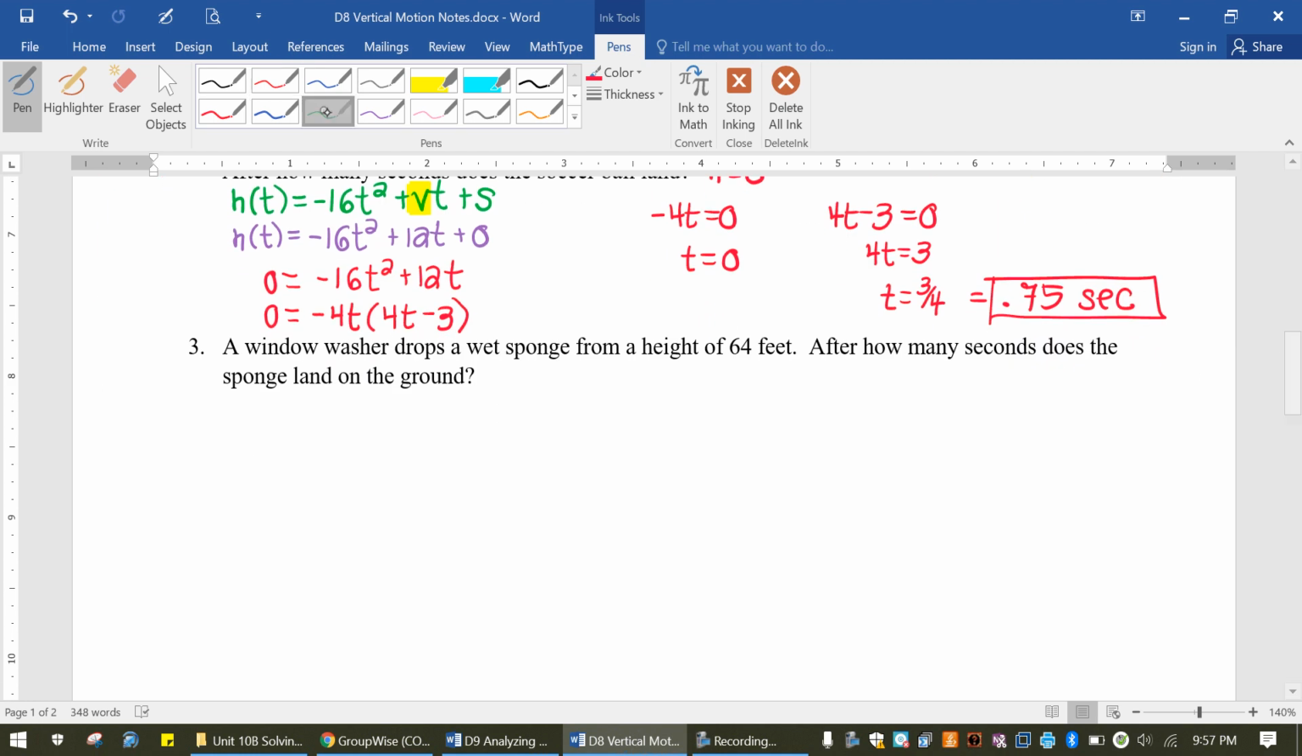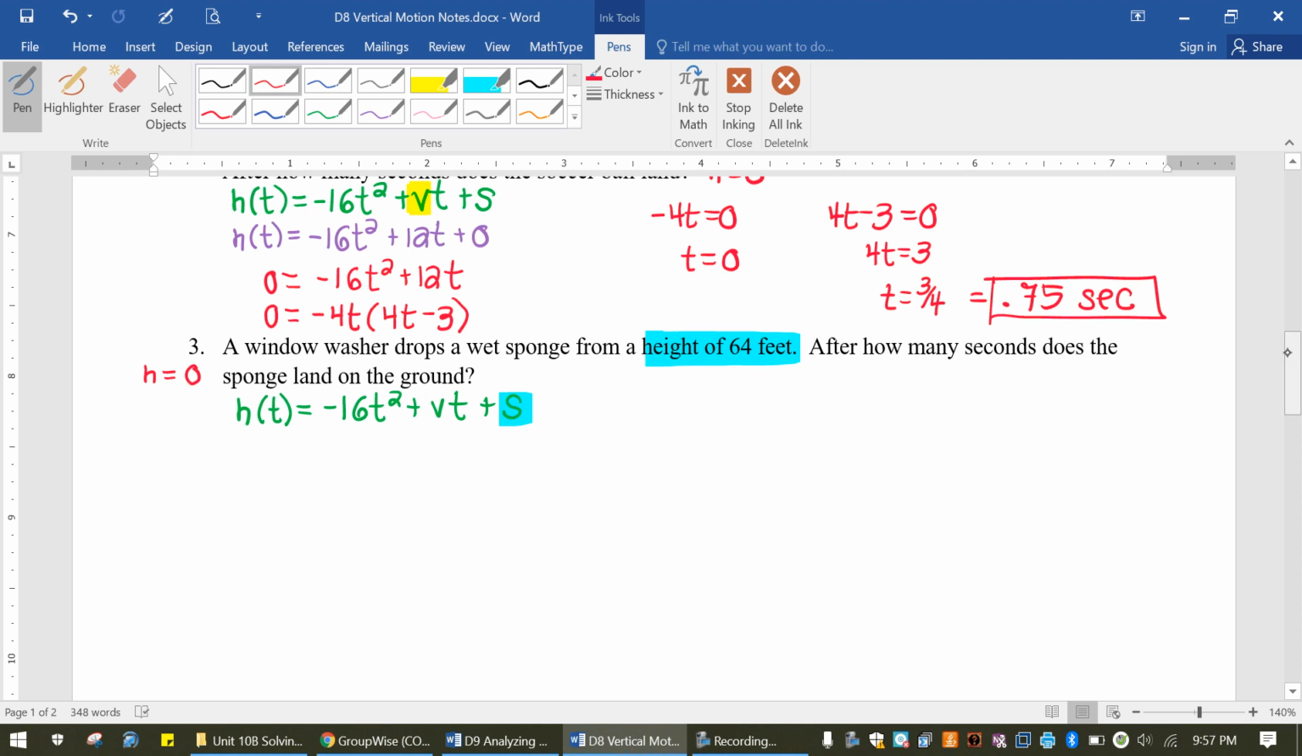We're going to write down our model again. And then we're going to read the question and take out the pieces of information to complete this model. A window washer drops a wet sponge from a height of 64 feet. So this is actually the starting height. After how many seconds does the sponge land on the ground? So if it lands on the ground, that means the height is 0.